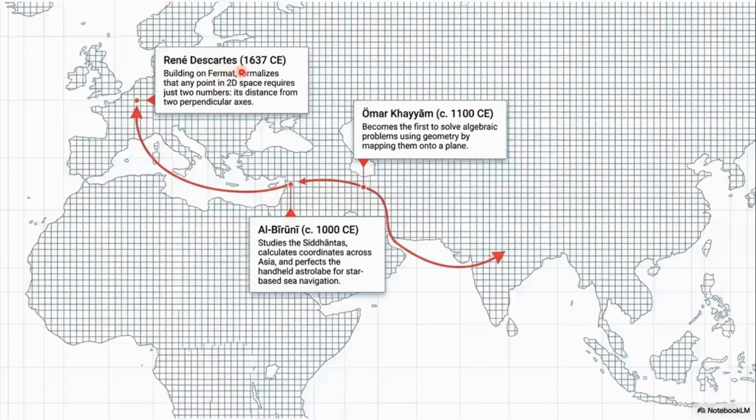Okay, so later on, what happened? Rene Descartes, in 1637 CE, building on Fermat, formalized that any point in 2D space requires just two numbers: its distance from two perpendicular axes. What axes? X-axis and Y-axis.